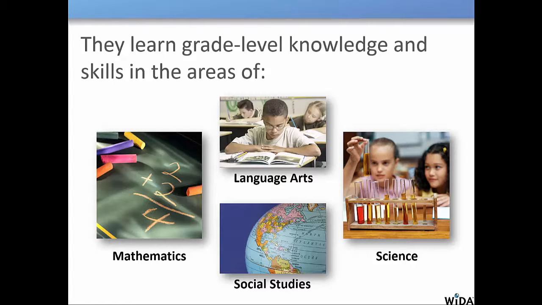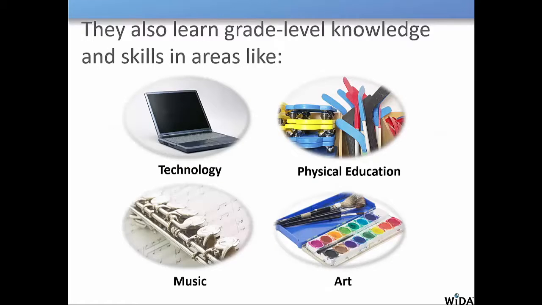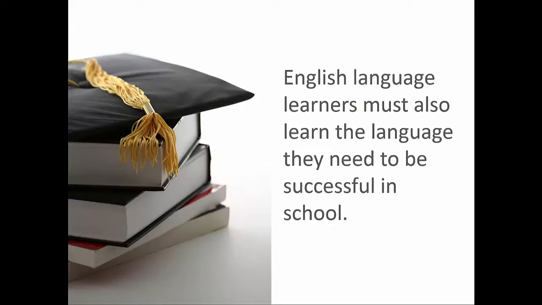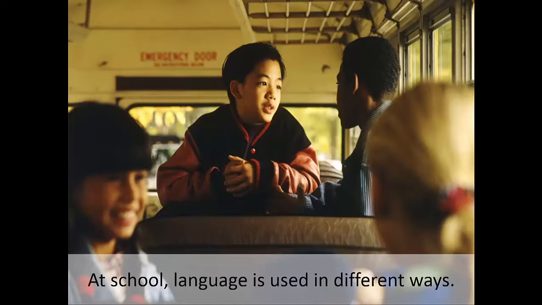At school, English language learners, like all other students, must learn grade level knowledge and skills. For example, they study mathematics, science, social studies, and language arts. English language learners also have the right to learn grade level knowledge and skills in classes they may have on technology and computers, physical education, music, art, or others. What makes these students unique is that they need additional support to learn the English they need to be successful in school. So they must learn the knowledge and skills for students in their grade level, and they also have to learn the language.